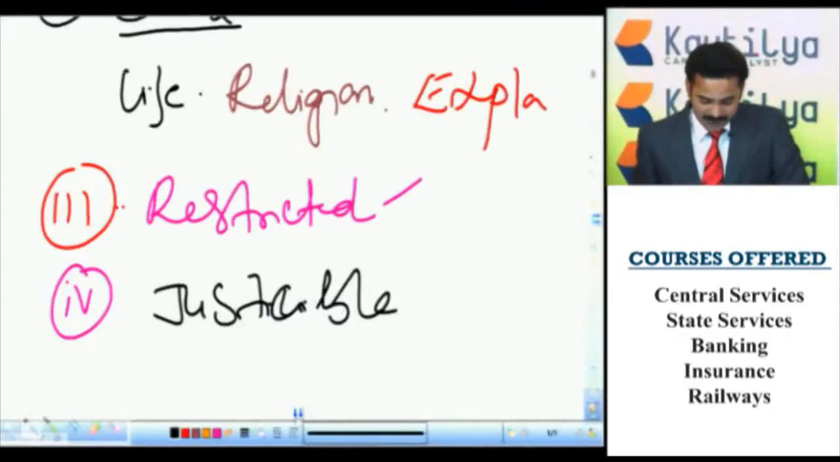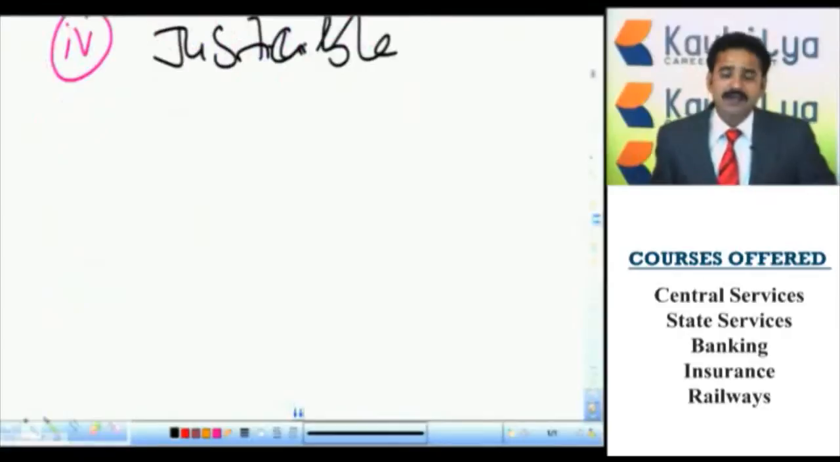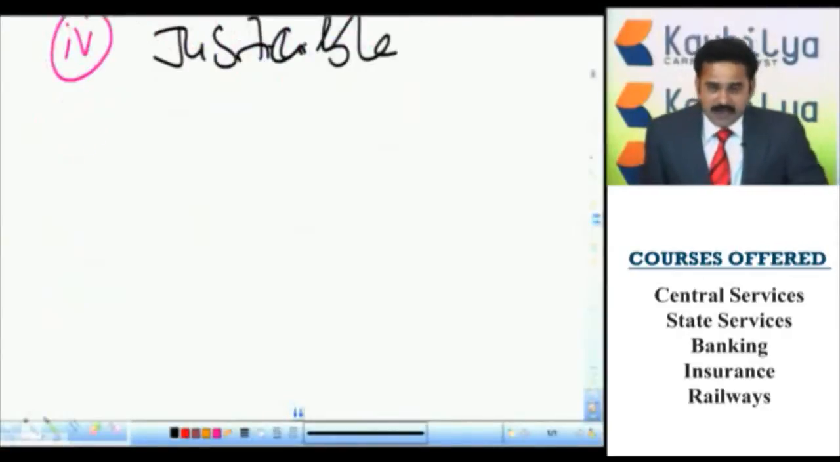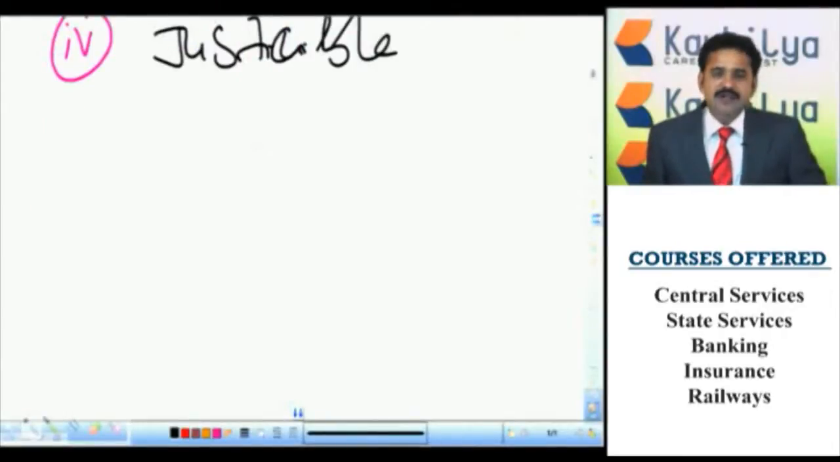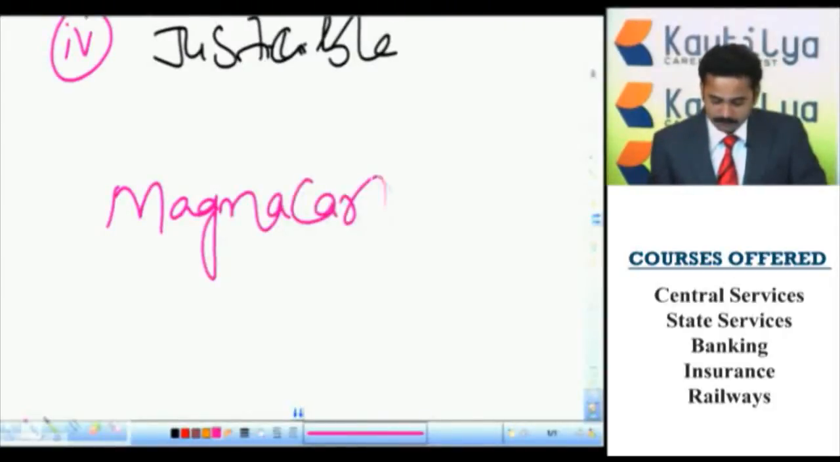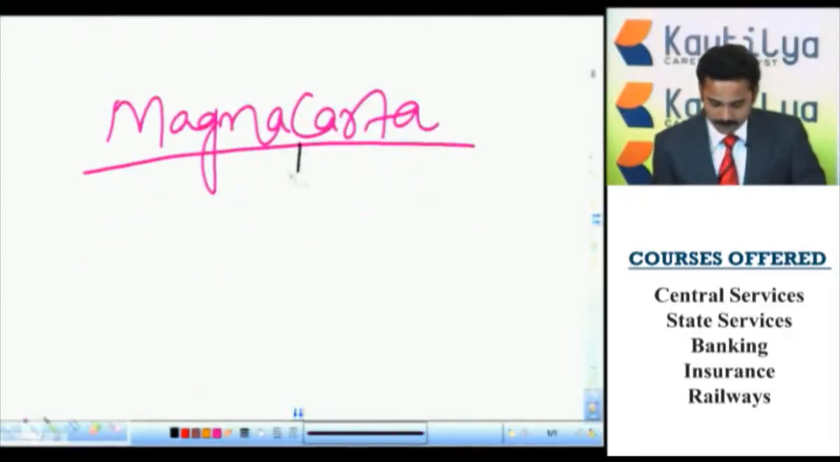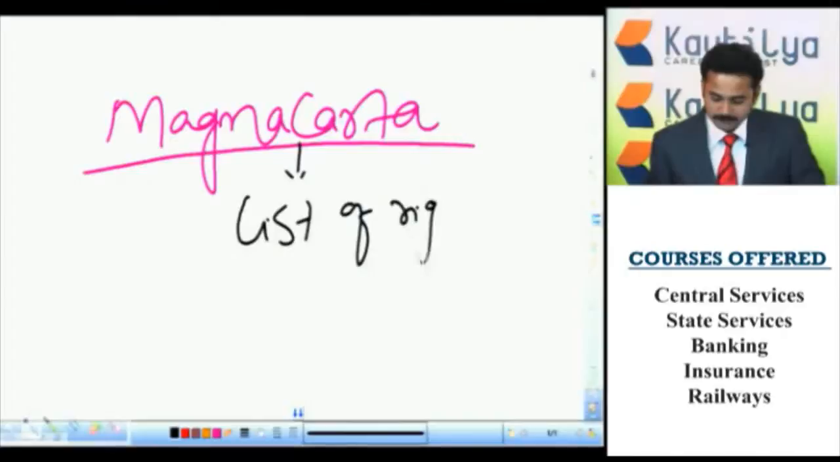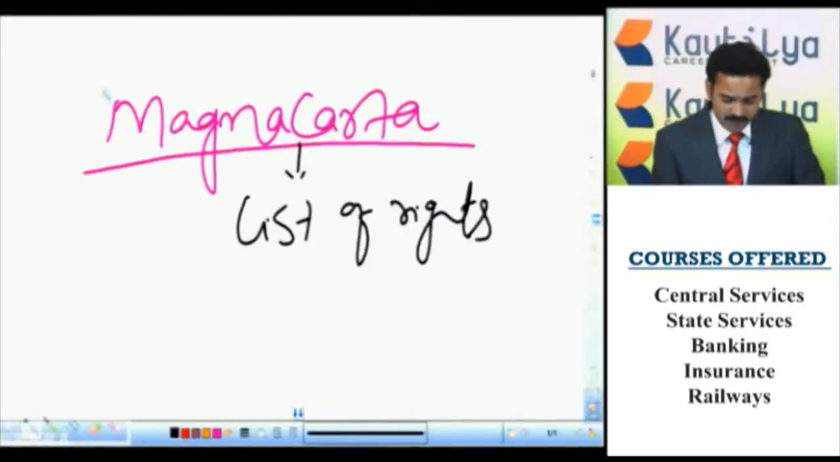Now let us try to understand the sources of the fundamental rights and the various fundamental rights enumerated in the Indian Constitution. Regarding the concept of fundamental rights, in the world, the first written document relating to fundamental rights is known as Magna Carta. Magna Carta means a list of rights. In the 16th century, the British king granted some rights to the English citizens. That was in the form of Magna Carta.